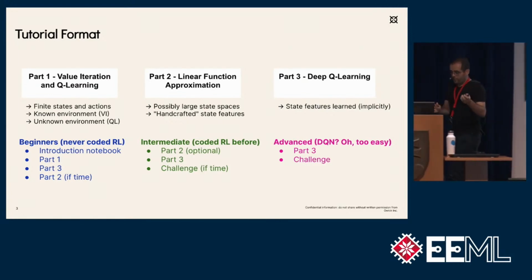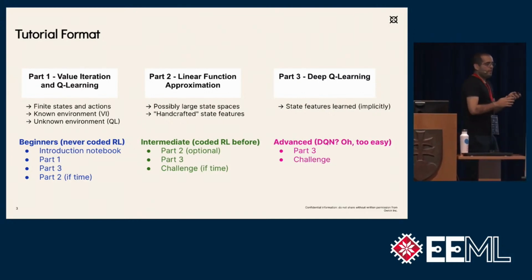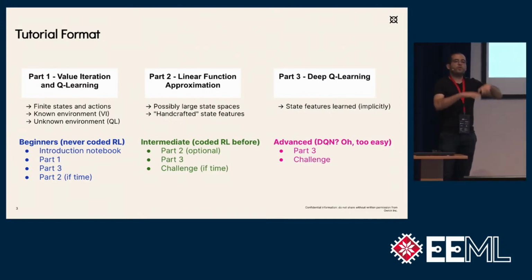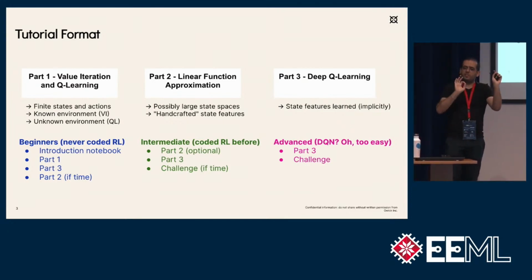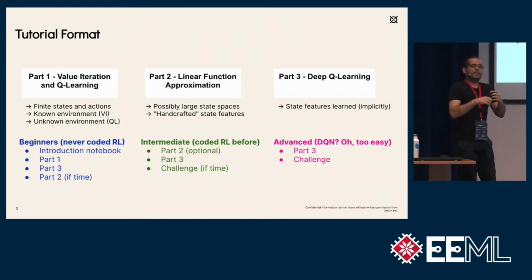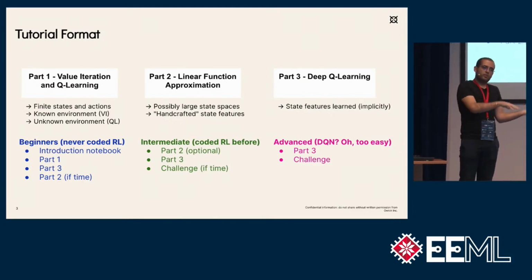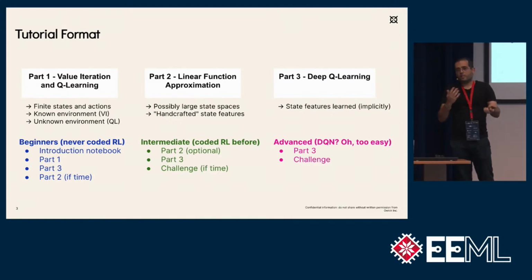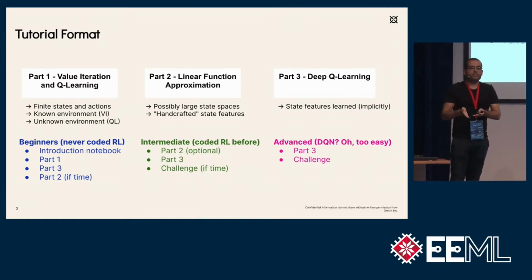So here are my suggestions. If you are a beginner, so if you never coded anything in reinforcement learning before, there is an introduction notebook recapping the basics that you need for the tutorial. And then I recommend you following part 1, part 3, and if you have time, go to part 2. If you're intermediate, so if you have coded DQN before in your life, I suggest you start looking at part 2, but optionally, and then go implement DQN.